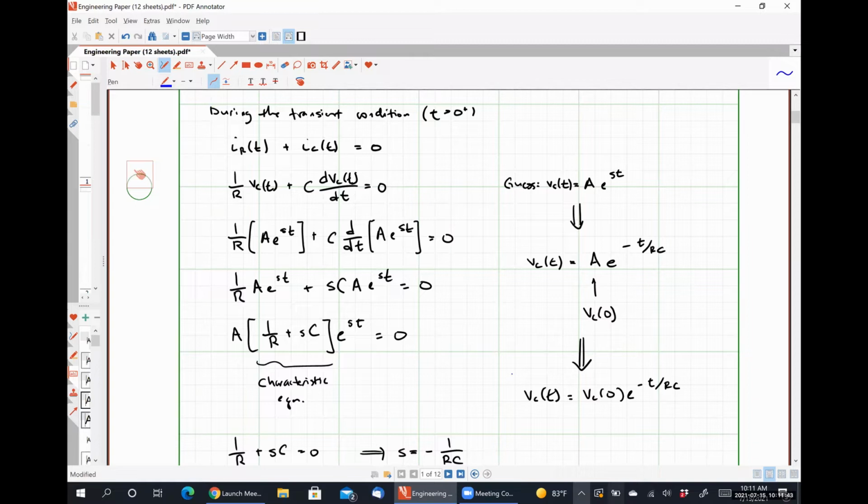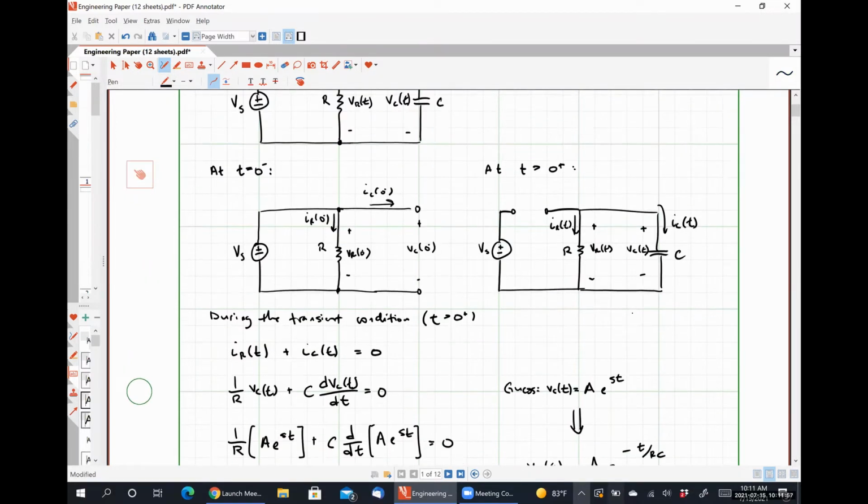Dr. Hartman, ma'am, will you explain one more time why A equals VC at 0? Absolutely. Okay. So if we analyze this circuit that I've drawn at t equals 0 minus, we find that VC at 0 minus has some specific value. In this case, it would be VS. Do you agree with that?